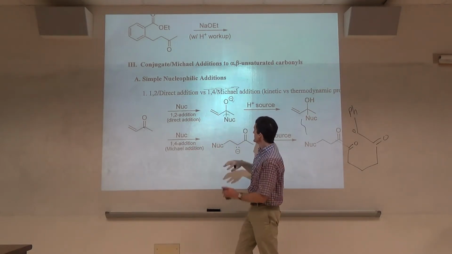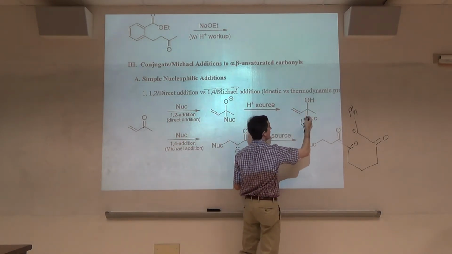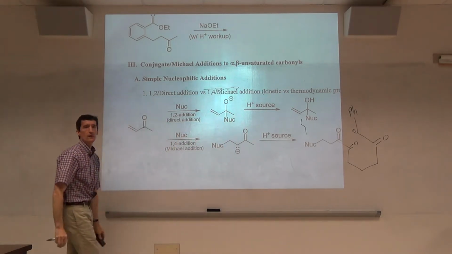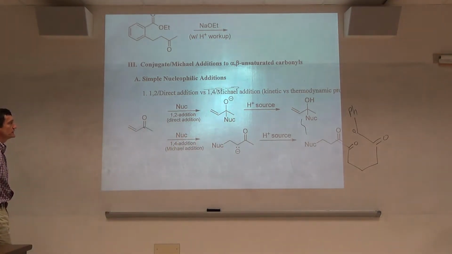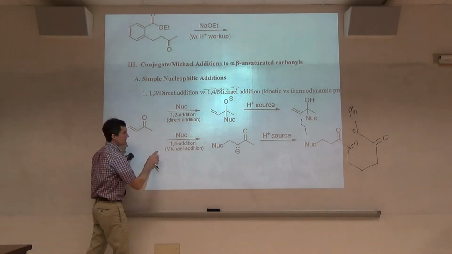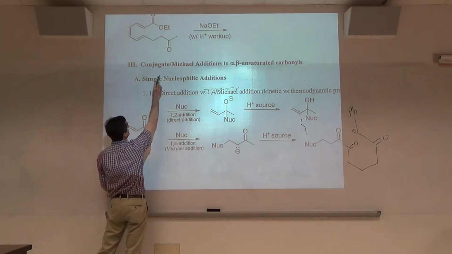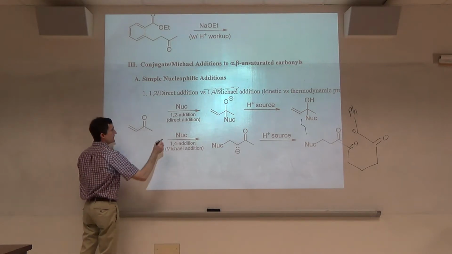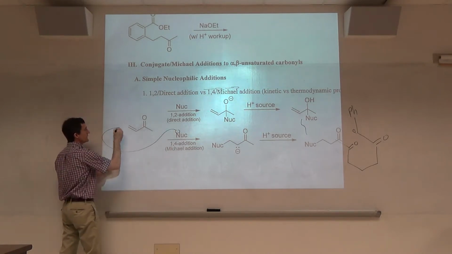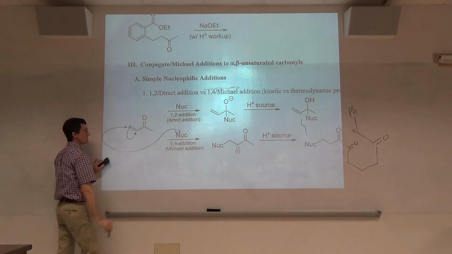We add here, the charge ends up there. Then from there, you can maybe add an H+ source and end up with an alcohol, or if this is an ester, you can reform carbonyl and kick off the leaving group. Basically, that's nothing new. It's called a direct addition. With these type compounds, you can also do a 1,4 addition, which is called a Michael addition, or a conjugate addition. And here, the nucleophile doesn't add directly to carbonyl, but instead adds here. And the electrons move here.